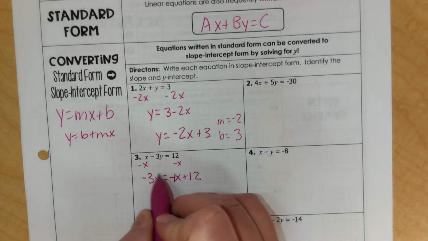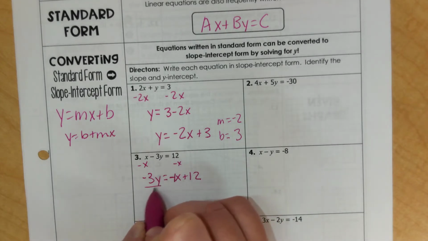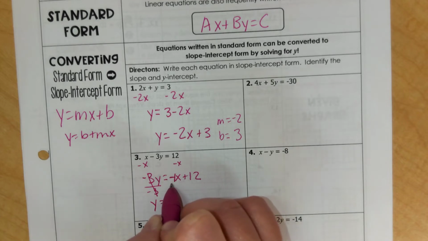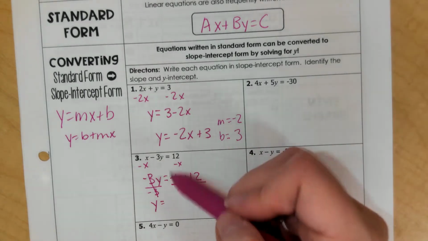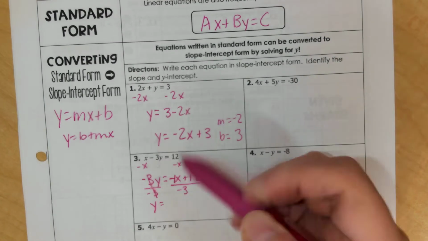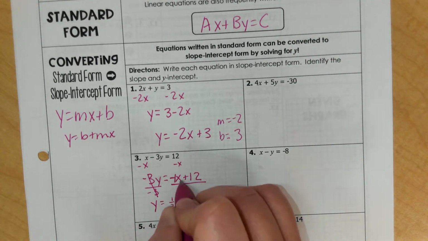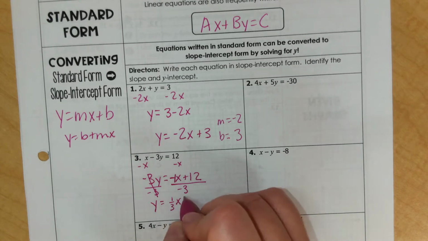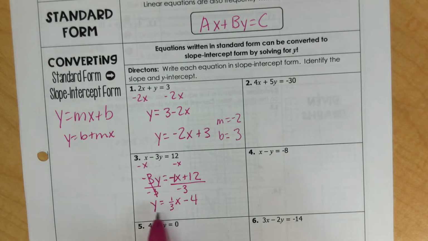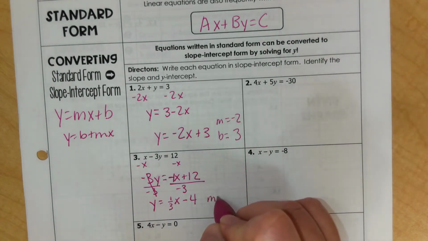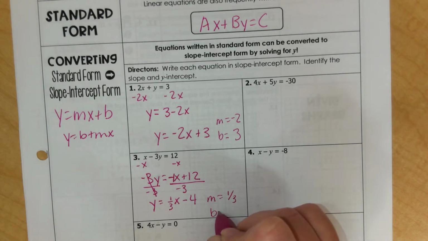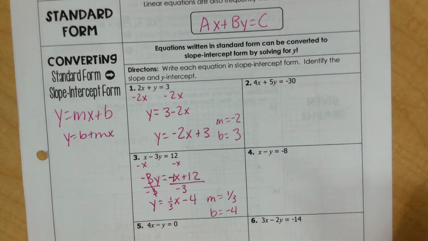Now to get y by itself, we have to get rid of the coefficient, so we have to divide by negative 3. On this side, it leaves me with a y, but over here, I have to divide everything by negative 3. So I have negative 1 divided by negative 3, which simplifies to 1/3. Bring down my x, and then 12 divided by negative 3 becomes negative 4. So my equation in slope-intercept form becomes y equals 1/3 x minus 4. My slope is 1/3, and my y-intercept is negative 4.